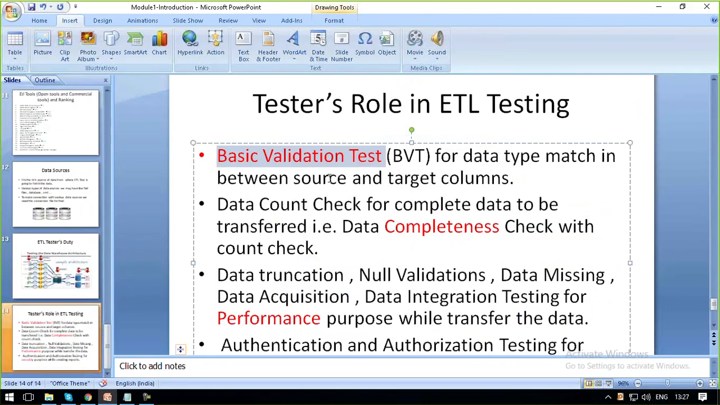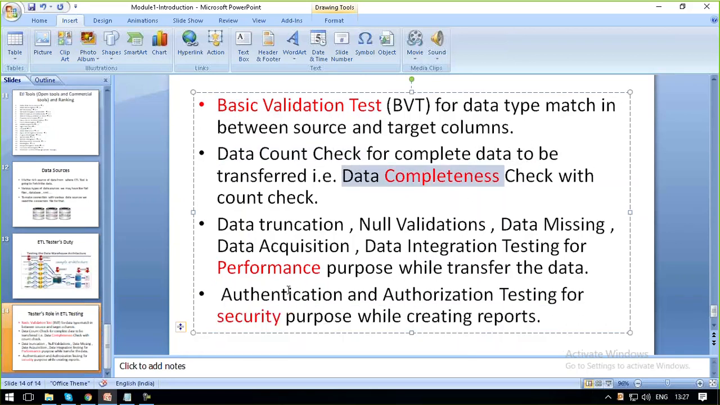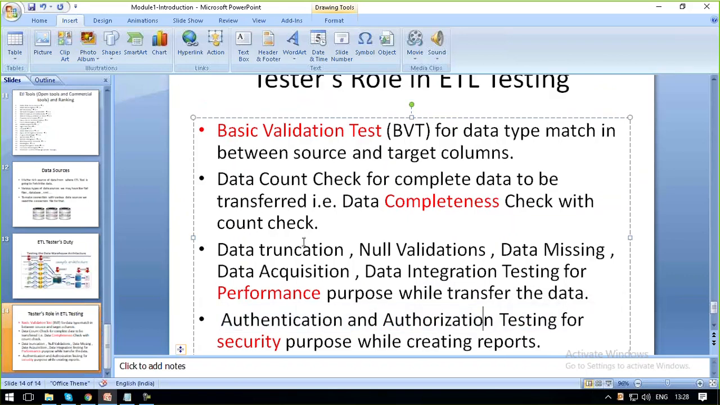That we'll do as an ETL tester while transferring our data from one location to another. We'll do a basic validation check, a data count check, a data completeness check, and many more, like authentication and authorization, such as privileges we may need to provide to the user with which we want to work. That is again one of the testing things that we need.